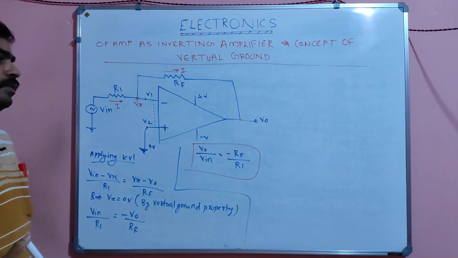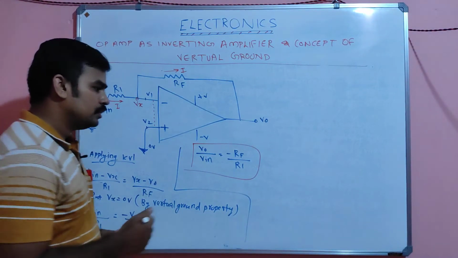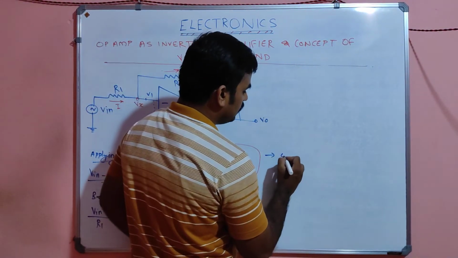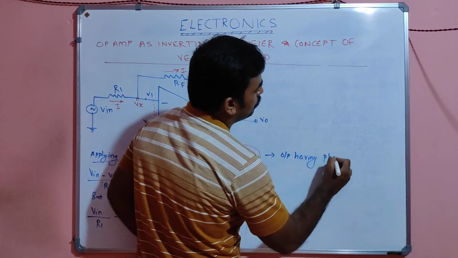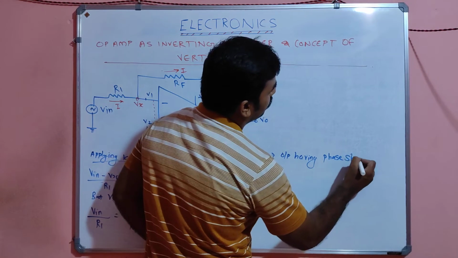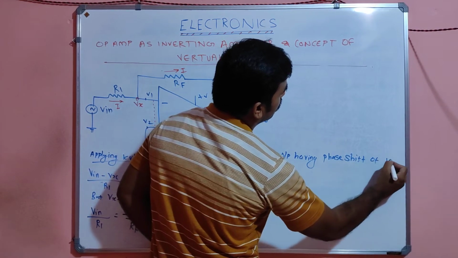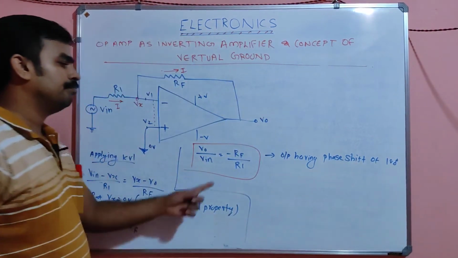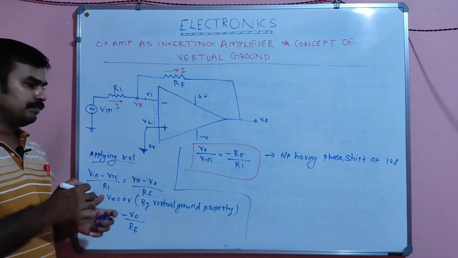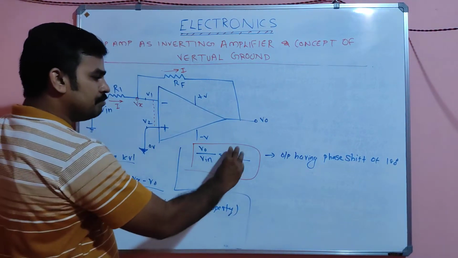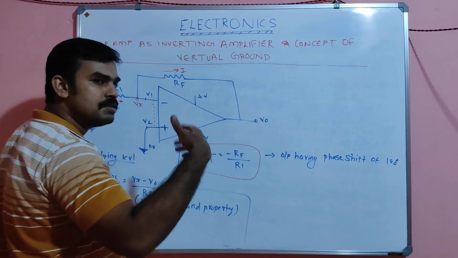V0 by V input equal to minus Rf by R1. So if you observe this, the output has a phase shift of 180 degree, because of the minus Rf by Ri. If you are giving any input, what is the indication, my dear? If you simply adjust Rf and Ri, you can control the output value.